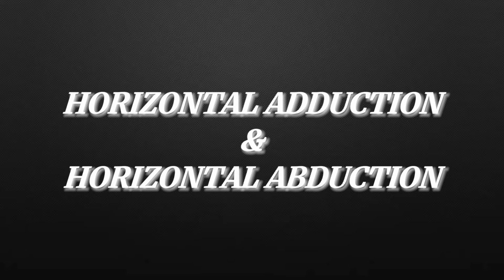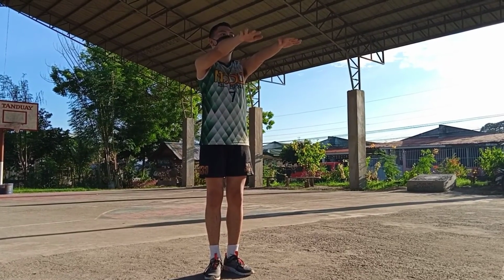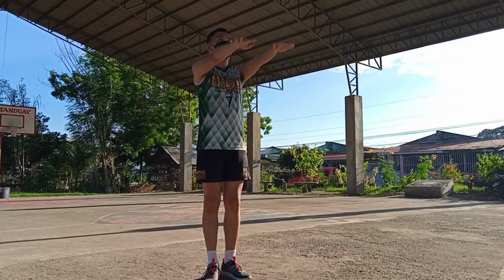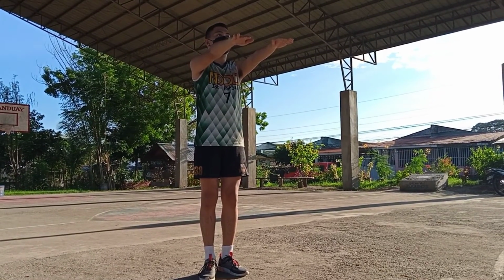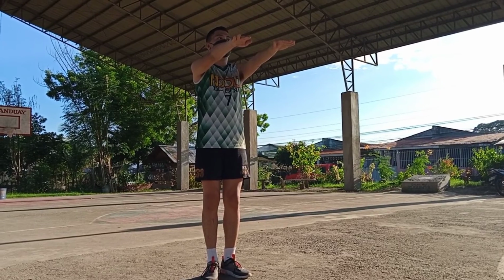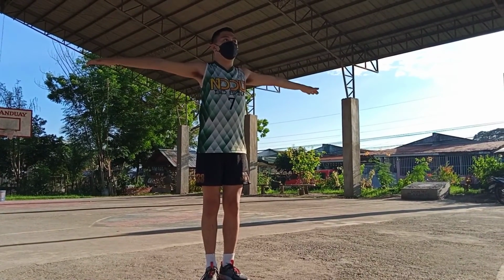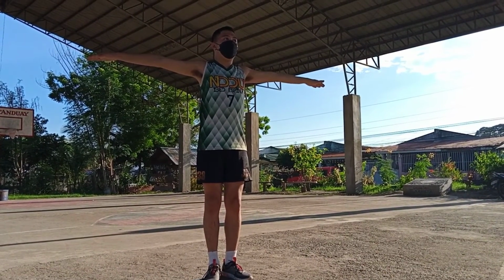Horizontal adduction and horizontal abduction are used to describe the position of the arm in the sagittal plane of motion with reference to the center of the torso: horizontal neutral, and horizontal abduction, or arm behind the torso. And here is the example of horizontal abduction and horizontal adduction.